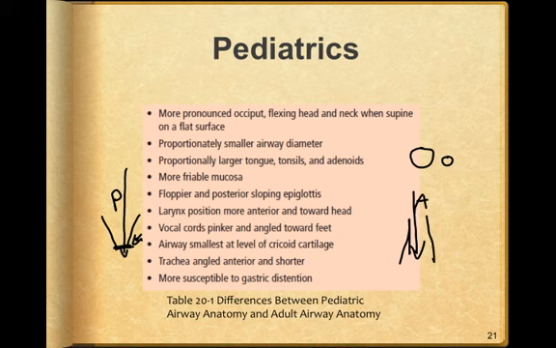Trachea angled anterior and shorter. More susceptible to gastric distension. So now these two things, the trachea angled anterior, which means that after you see the glottic opening, it goes upward just a little bit, and the overall distance of the trachea is shorter, so it's easier to give them a right main stem. And they're more susceptible to gastric distension.